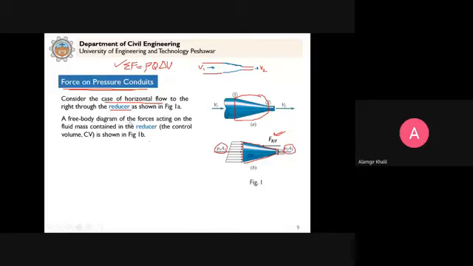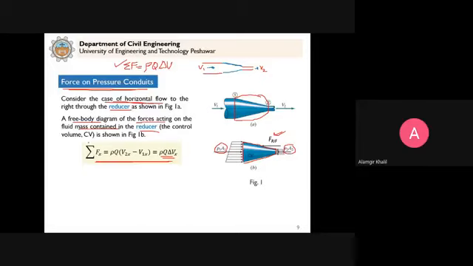Now a free body diagram of the forces acting on this fluid is shown. Clear? I already explained the free body diagram of the forces acting on the fluid mass in the reducer. We consider this control volume. Because the flow is horizontal and there are no components in y, we consider the forces in x direction. So the summation of forces in x direction will be equal to the change of momentum in the x direction.